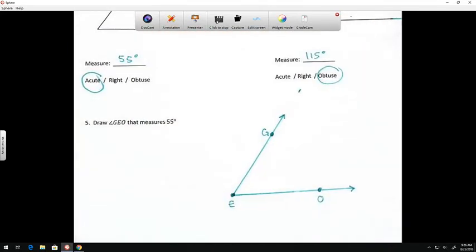Okay, so there you have it. There is 1.2, talking about segment and angle addition.